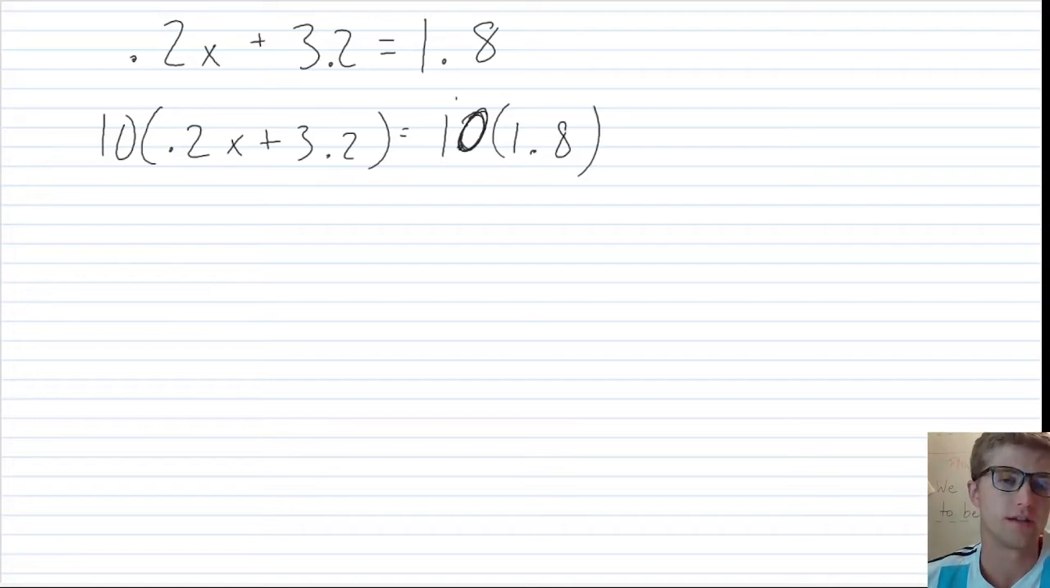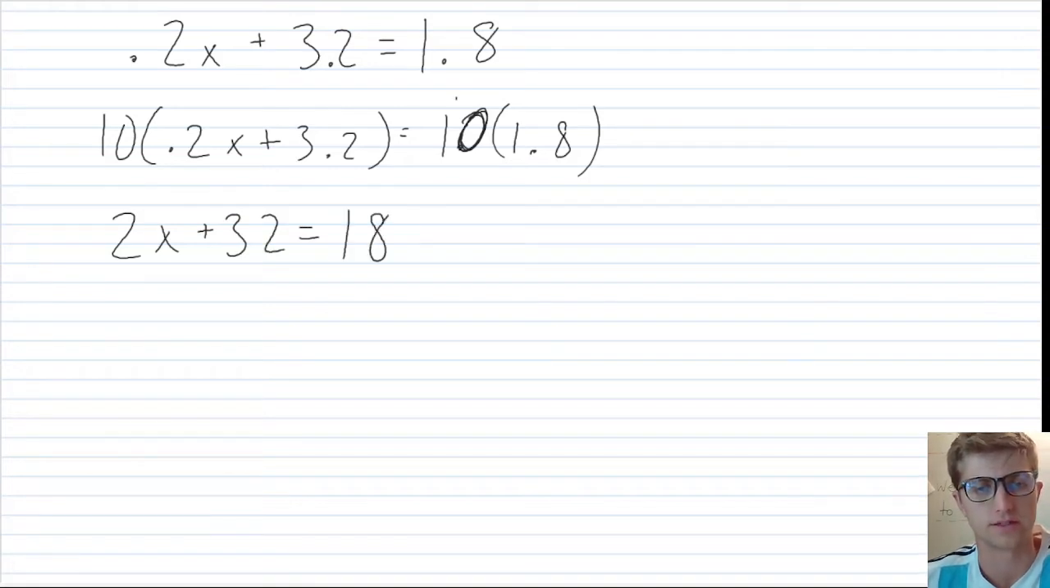All right, so 10 multiplied by 0.2 is just the same as moving the decimal over once. Moving the decimal gives us 2x. 3.2, move the decimal over once, gives us 32, and then 1.8, moving the decimal once, gives us 18. That's great. Solve it like normal algebra. The opposite of adding 32 is subtraction by 32. What we do to one side, we'll do to the other. Cancel, we're left with 2x.